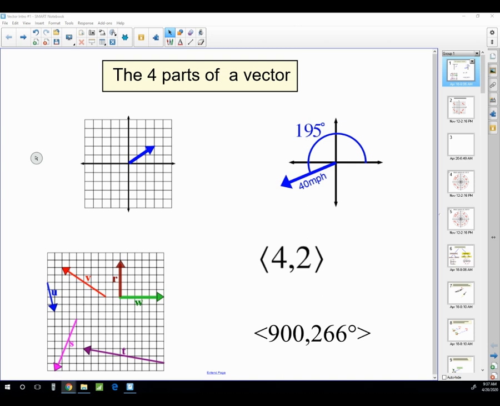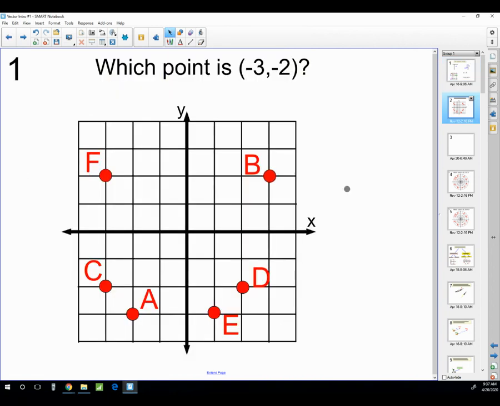Hey guys, welcome back. We're talking about the four parts of a vector today, which is much like the four coordinates of a point. Now, I'm not going to waste your time or insult your intelligence about point C, the rectangular coordinates, but let's look at its polar coordinates.